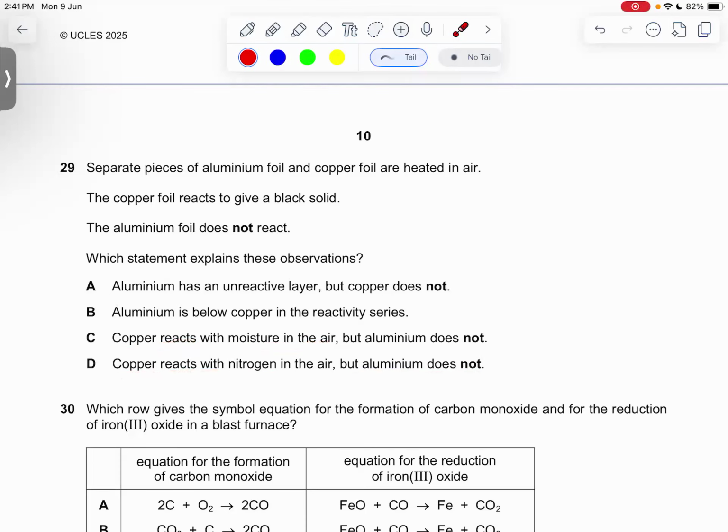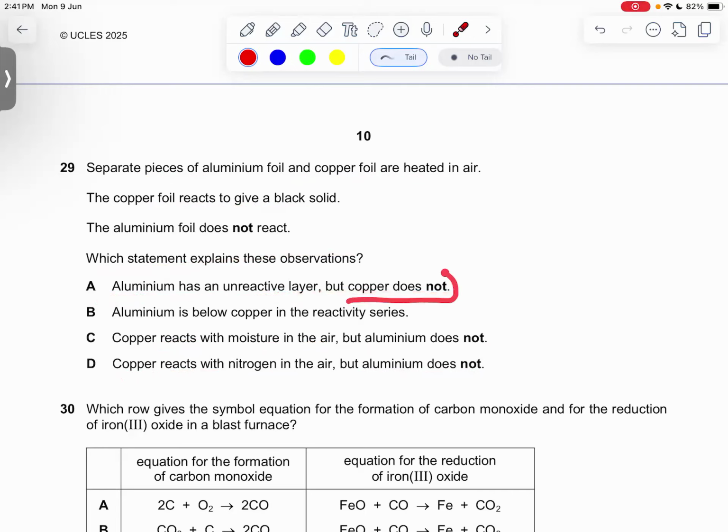I'm sorry, my mind was somewhere else. So let me read the whole question again for myself. Separate pieces of aluminum foil and copper foil are heated in air. Aluminum does not react. Basically, why does aluminum not react? Aluminum has an unreactive layer. All right. Copper foil reacts to give a black solid, but aluminum does not. Okay, yes. This seems to be the right answer.